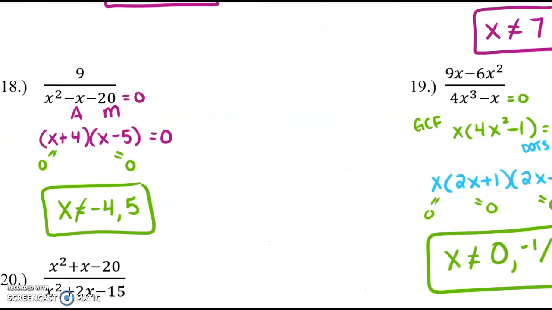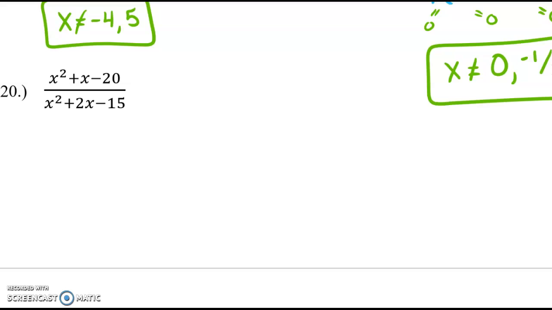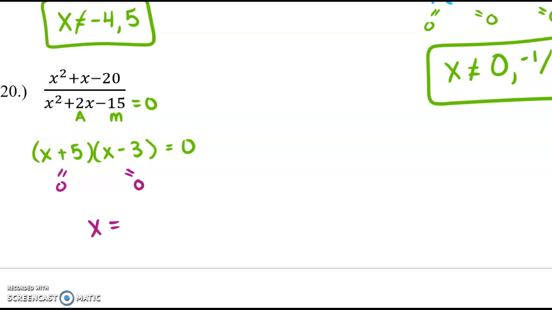And then the last one over here, okay, just the denominator, set this equal to 0. So this is an add multiply problem. So I need two numbers that are going to multiply to negative 15 and are going to add to 2. So that's going to give me 5 and 3. So that's going to be positive 5 and negative 3. Okay, set these equal to 0. x cannot equal 5, negative 5, and positive 3.